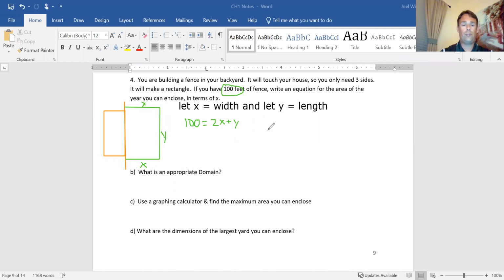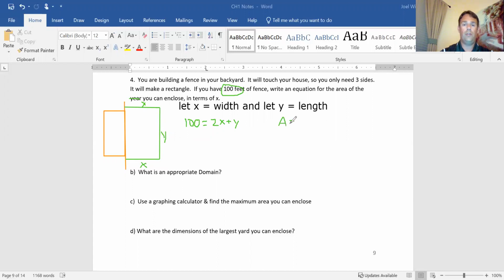What we're trying to do here is write an equation for the area you can enclose. I don't think "year" is even the word I should be using here. Area of the fence, or the area of the pen, or the rectangle. I'm not really sure why "year" is there. Whatever.